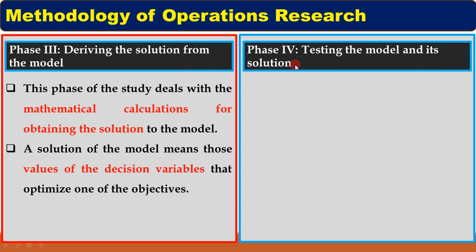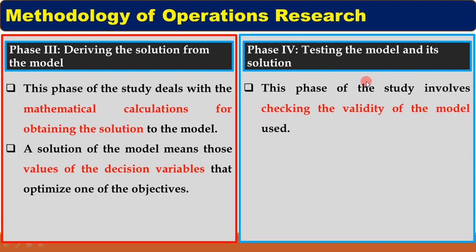Now the next is phase 4, testing the model and its solution. This phase of the study involves checking the validity of the model. Okay, whatever model we formulated in phase number 2, we solved in phase number 3. That means we have calculated the values of the decision variables x1, x2, xn. So this model is tested in phase number 4, and testing the model is nothing but checking the validity of the model.